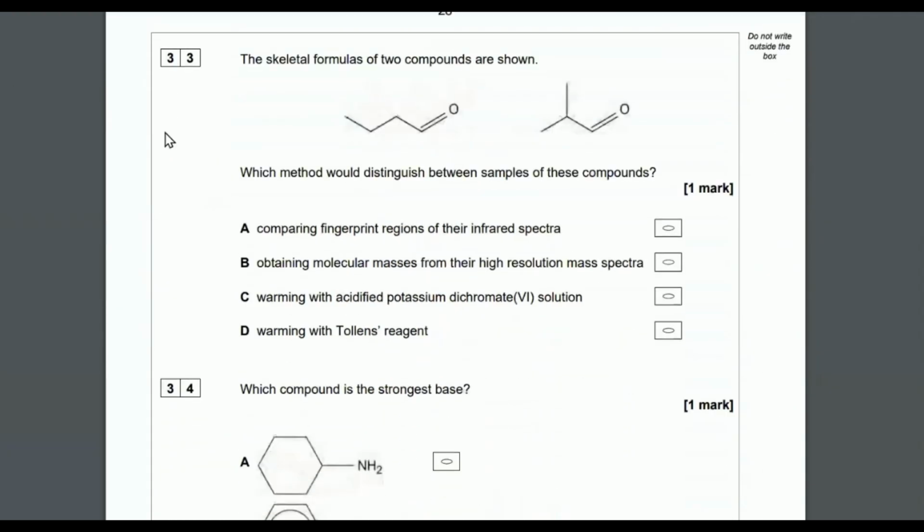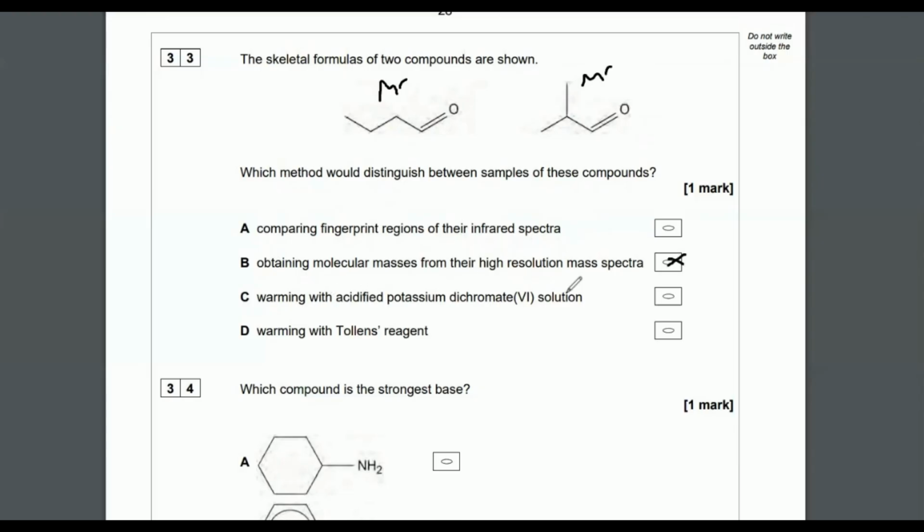Let's zing. 33, the skeletal formulas of two compounds are shown. So what have we got here? We've got one, two, three, four. What's that? Butanal. And then we've got one, two, three. What's that? 2-methylpropanal. Which method would distinguish between samples of these compounds, comparing fingerprint regions of their infrared spectra? Okay, obtaining molecular masses from their high resolution. Well, their molecular mass is the same, right? So Mr of that has got to be equal to that because they have the same amount of carbon atoms and oxygen atoms, so we can't use that.